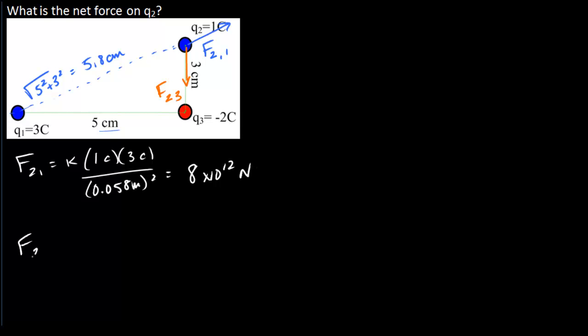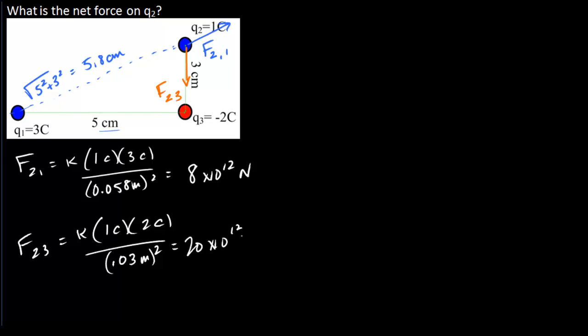The same thing for the force on 2 due to 3. K times 1 coulomb times 2 coulombs divided by 0.03 meters squared. And this turns out to be about 20 times 10 to the 12th newtons. So if we look at our free body diagram again, our force on 2 due to 3 is okay because it's in the negative y direction, but our other force is at an angle, so I'm going to redraw this force a little bit bigger.